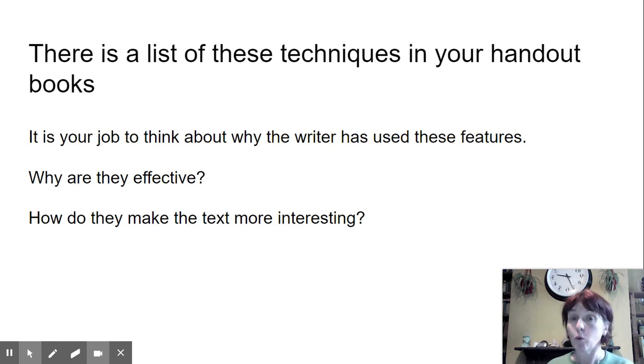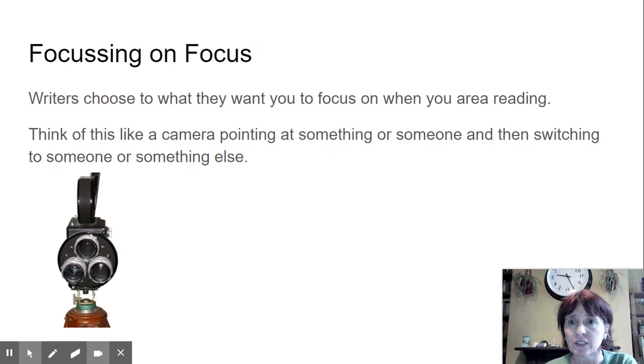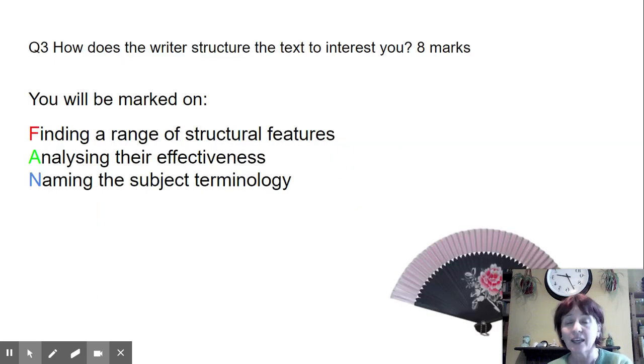There's a list of more of these techniques in your handbook on page 24. But the important thing is, it's your job to think about why the writer has used these features. Why are they effective? And how do they make the text more interesting? So again, maybe you won't be pleased to know, but we use the same technique to answer the question. The question will always be, how does the writer structure the text to interest you? And you think about the whole of the text, and it's worth 8 marks.